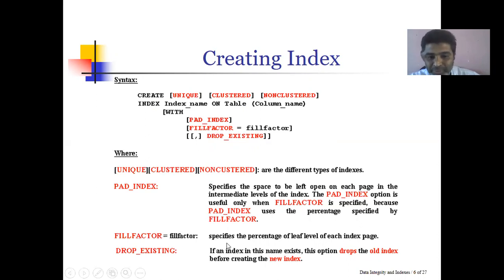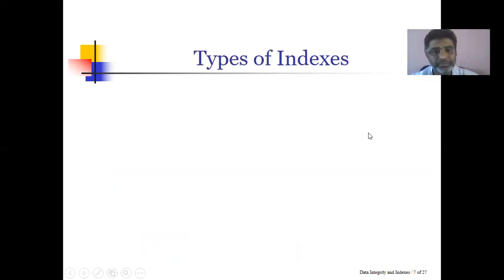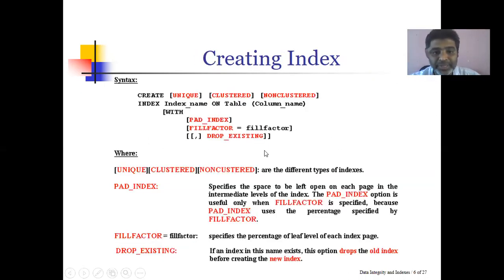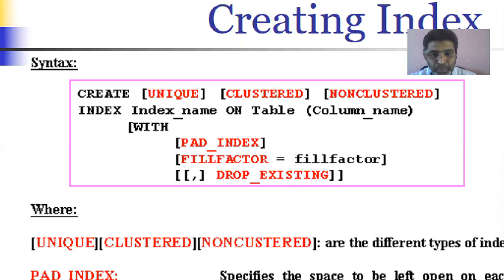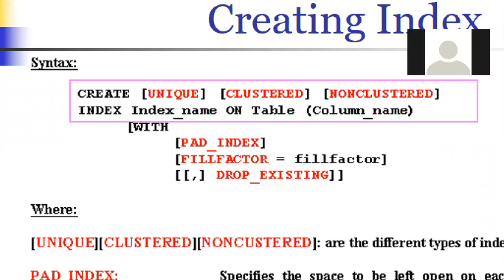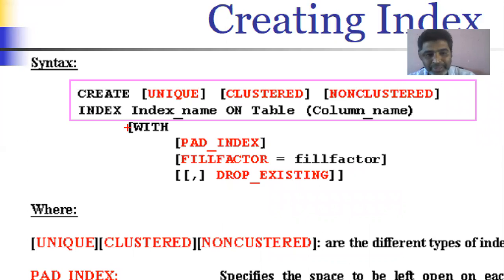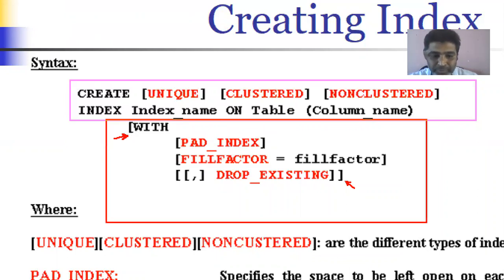Fill factor specifies the percentage of the leaf level of the index page. Drop existing: if an index with the name exists, this option drops the old index before creating the new index, just like an alter command. Fine. This is the syntax of how we actually create indexes. Clear? When you see anything within square brackets in the syntax, those things are optional.